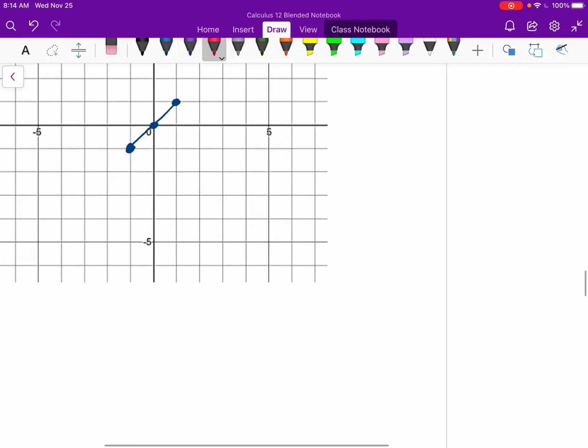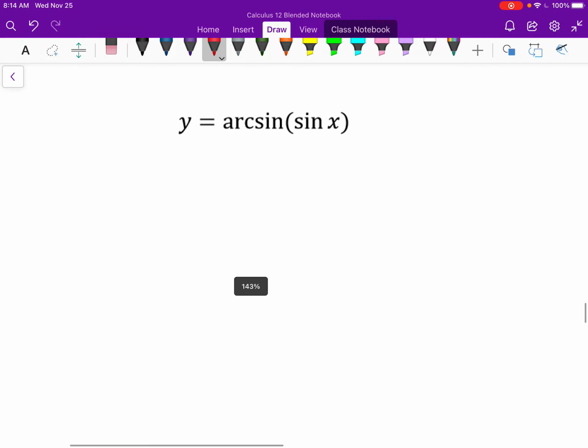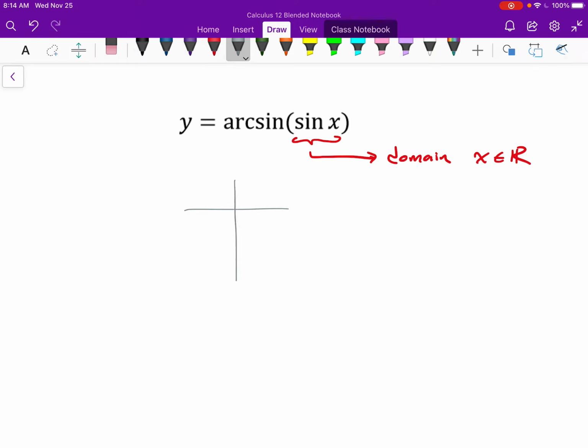So lastly, what if I do it the other way around? What if I have arcsine of sine? And so notice right now, the sine of x has a domain of all real numbers. So automatically I can tell this is going to be different. So that's it. Let's do the same thing I did before. Let's make a little table of values for x and y. And I'm going to start with 0 for the x and figure out what comes out for y. So the sine of 0 is 0.